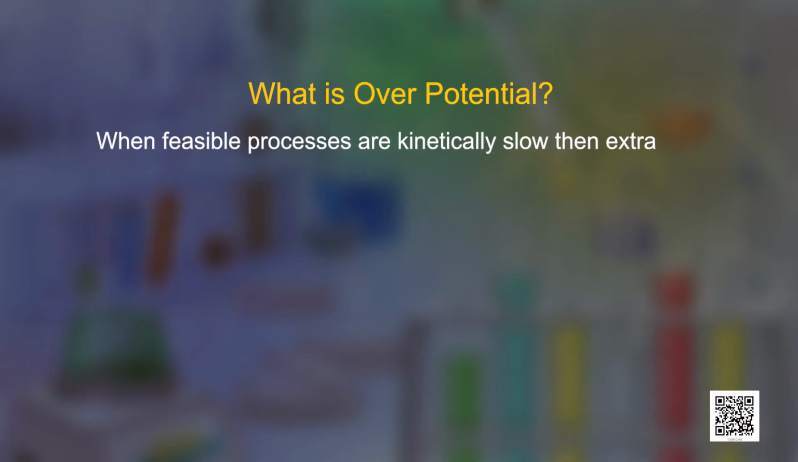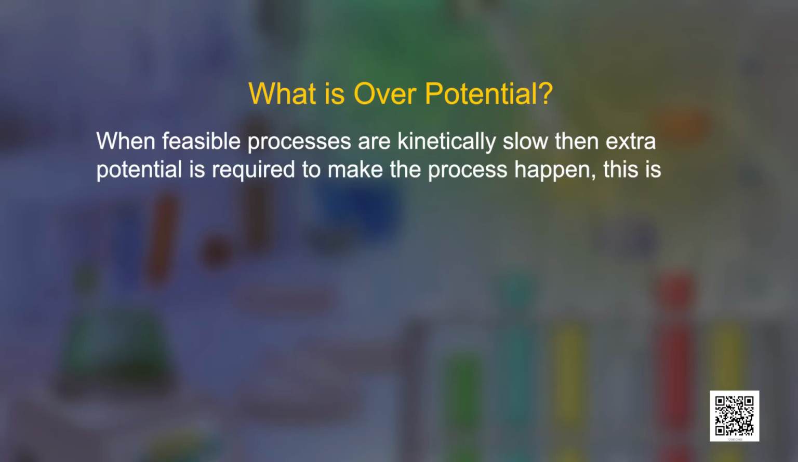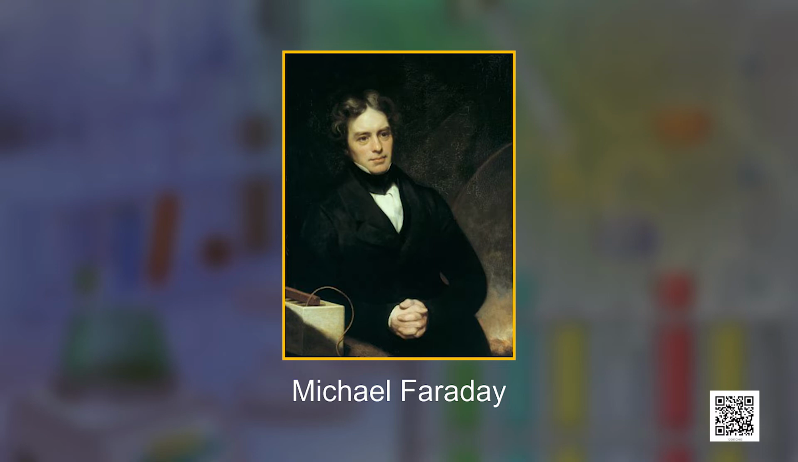What is overpotential? When feasible processes are kinetically slow, then extra potential is required to make the process happen, and this is called overpotential. The quantitative aspect of electrolysis was first described by an English scientist, Michael Faraday, during 1833 and 1834. The relation between the quantity of charge passed through an electrolyte and the amount of the substance deposited at the electrodes forms the basis of two important laws known as Faraday's laws of electrolysis.